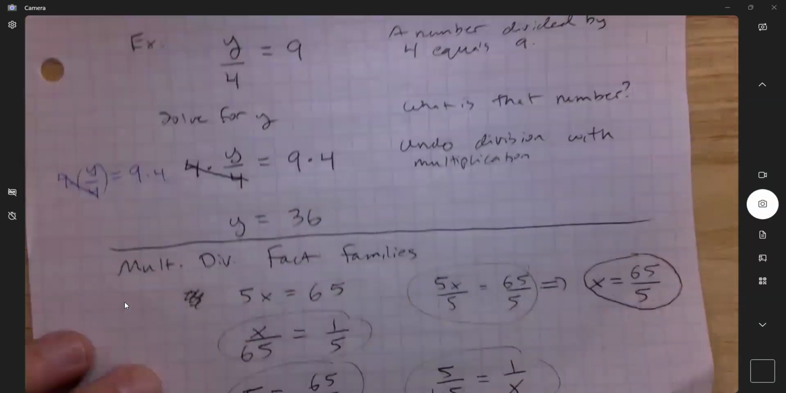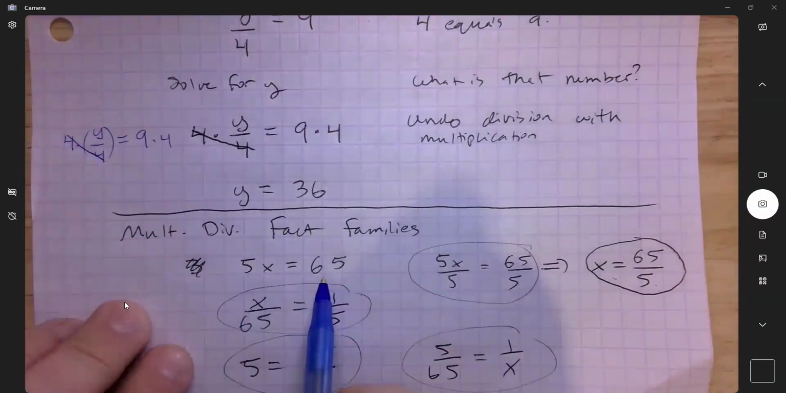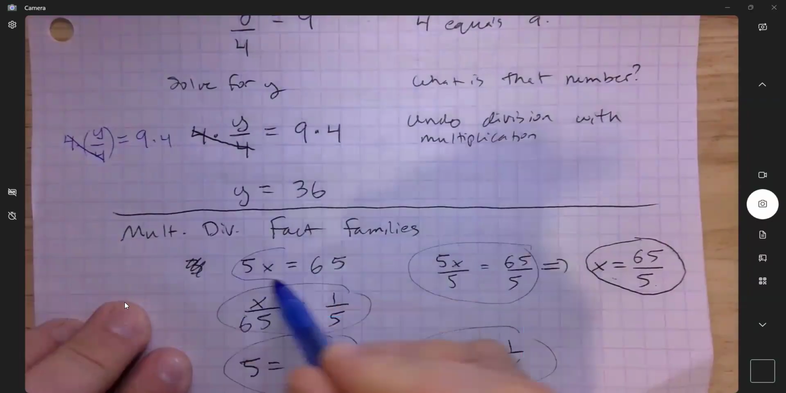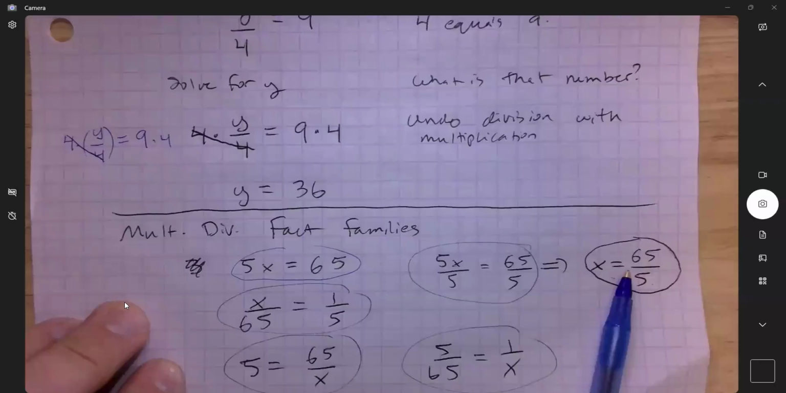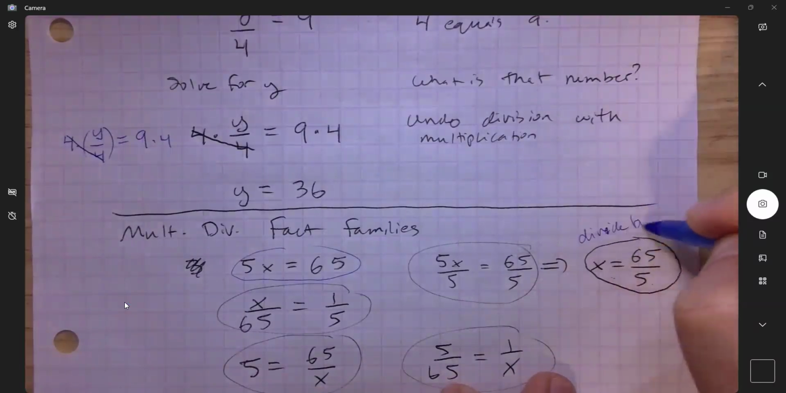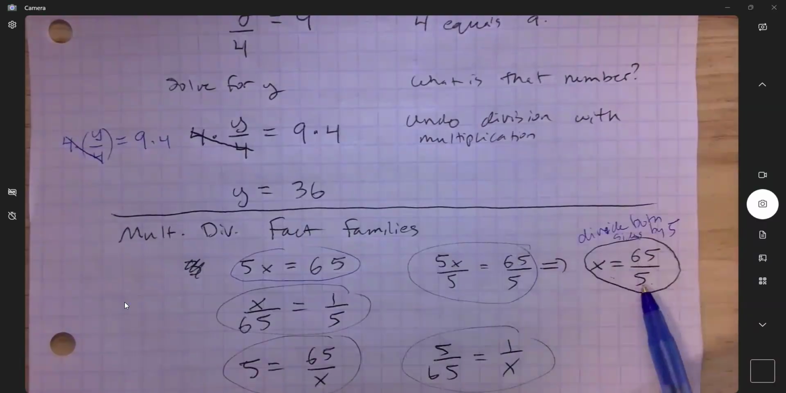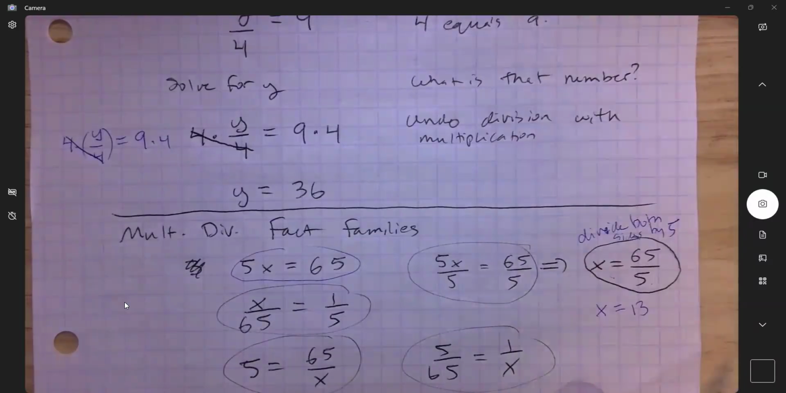And finally, in the lecture, I talked about fact families. And here I'm going to talk about fact families with multiplication and division. So if I start with 5x equals 65, I can build each of these other fact families by doing various mathematical operations. If I divide both sides by 5, that's what I'm doing here, I get x equals 65 over 5, which actually can simplify into x equals 13 if I want.